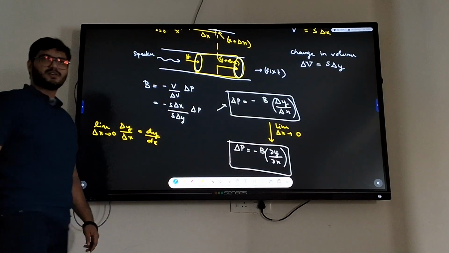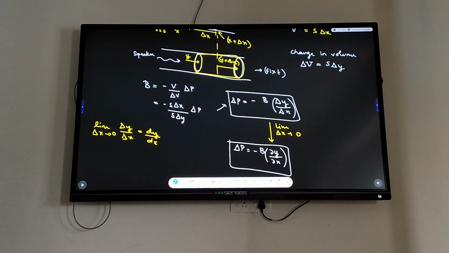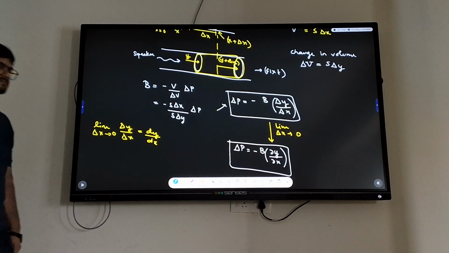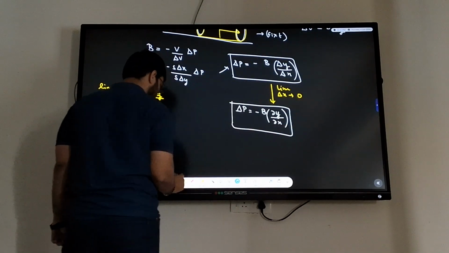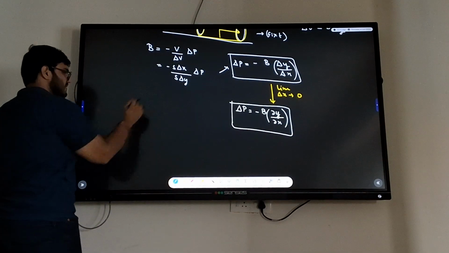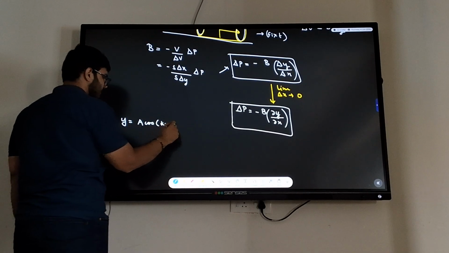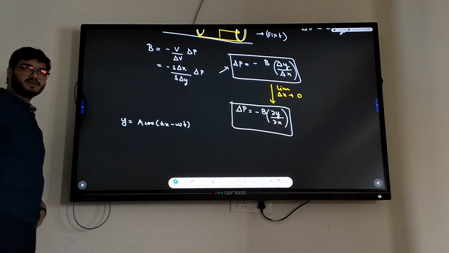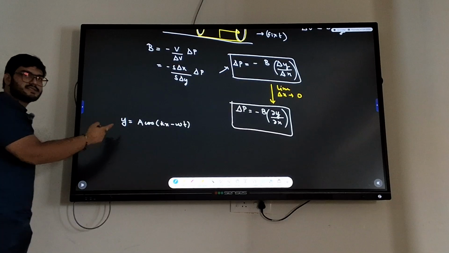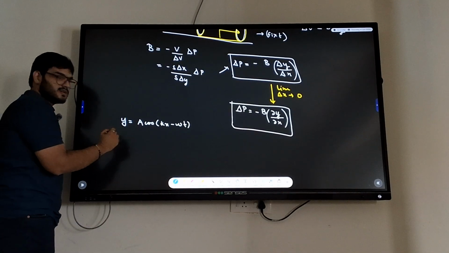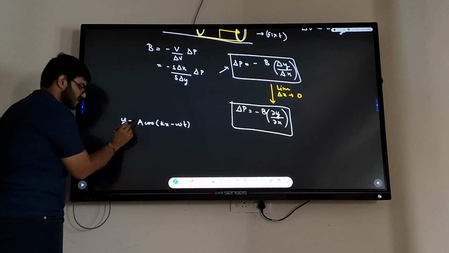And now I think I already have a harmonic wave equation. What was the equation? What was y? I assumed it to be a cos(kx minus omega t), right? Then what is del y by del x? What is del y by del x?